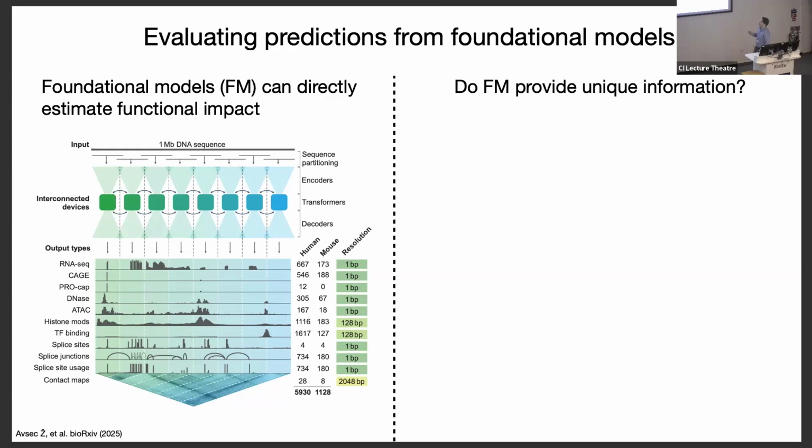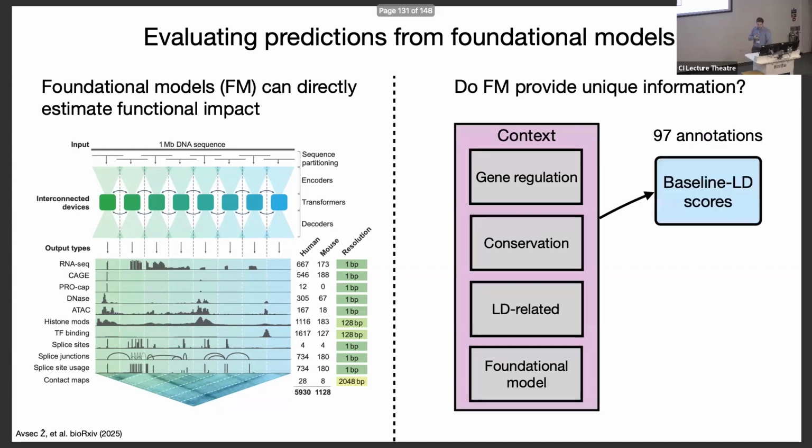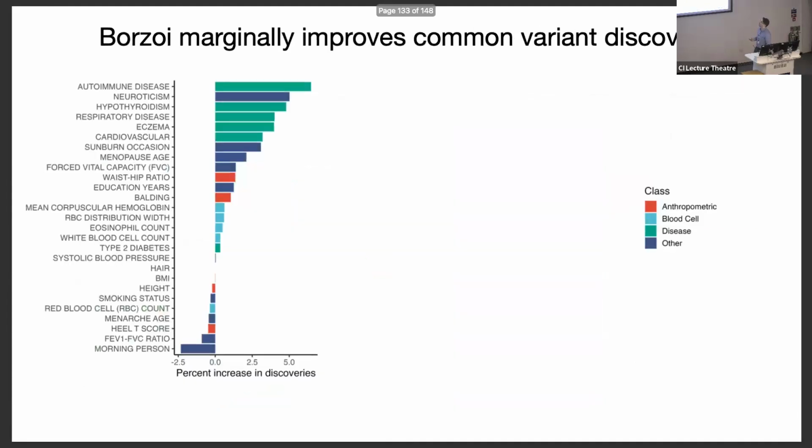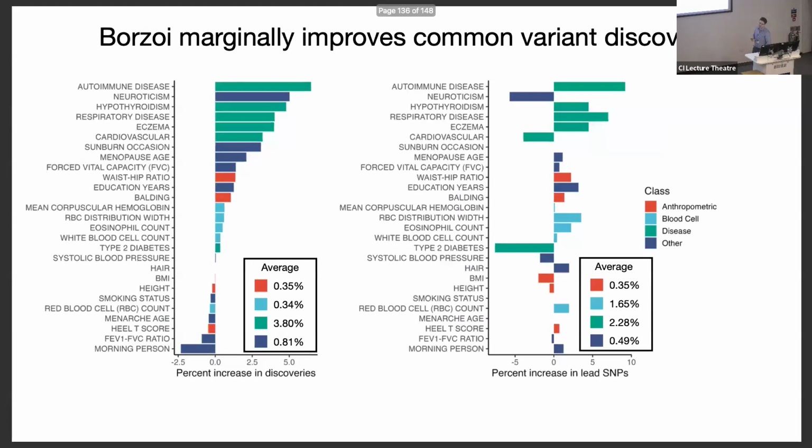So what we wanted to ask was, do foundational models provide any unique information than what we already know? And so we're going to add to the 97 baseline LD annotations a foundational model called Borzoi from Calico Life Sciences. And the figure from the left is from AlphaGenome. We're working right now to get those annotations, so these are preliminary results right now. And they released a set of 100 variant scores that they found perform well in functional fine mapping and other stuff. And so when we applied it to our data set, we found mixed results, maybe a slight increase for disease-related traits. And in terms of the independent loci, there's also mixed results.